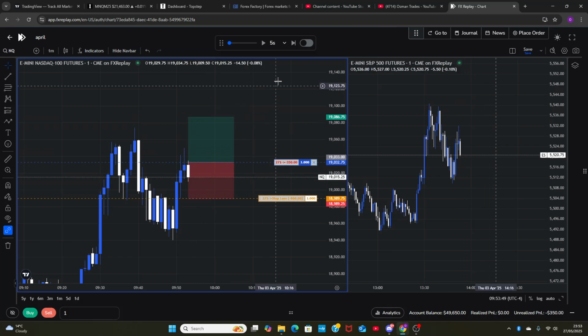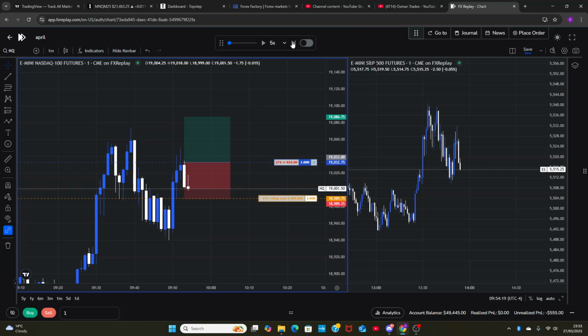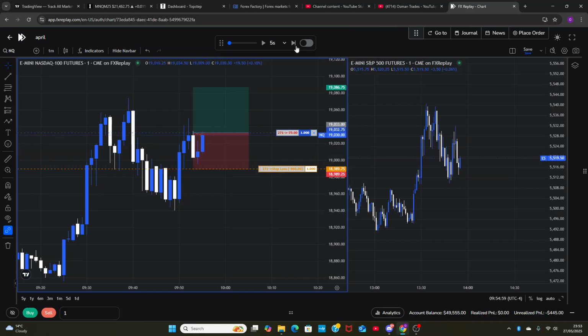Okay, what did I do wrong here? Not wait for candle closure. It's annoying, bro, because backtesting is actually so annoying. But let's wait. Now we're getting stopped. We're still respecting the Sibi. I can see us getting stopped, but let's wait. Okay, we're doing decent.